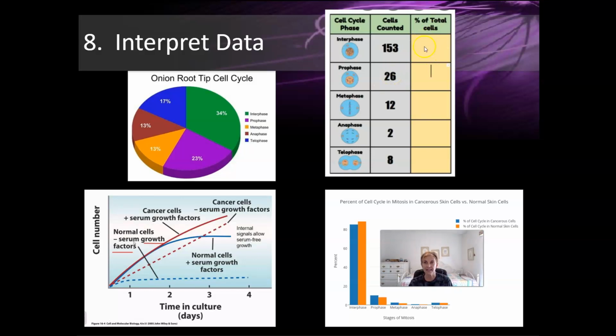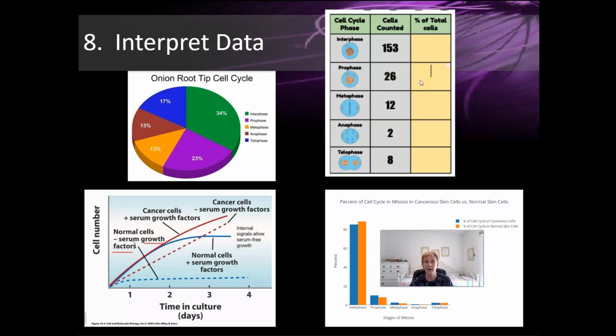So to calculate the percent of time spent in each of these phases, divide the number of cells found in that phase. So 153 divided by 201, and then times 100 to make it a percent. 26 divided by 201. Then multiply it by 100 to make it a percent.